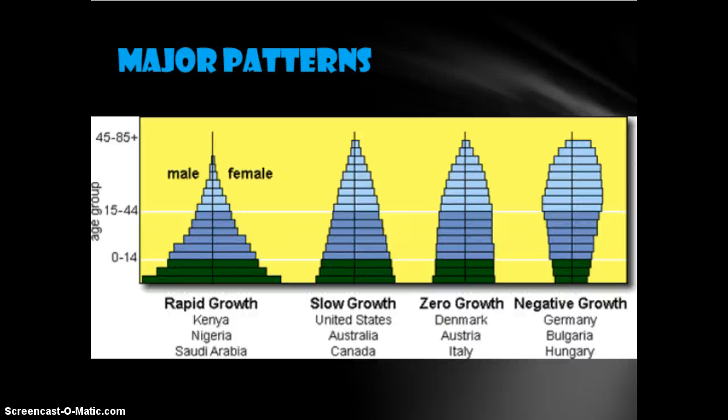All right, so just to remind you, rapid growth is going to look like this. Slow growth is still going to be heavier on the bottom, but it's going to go up more gradually than this one. And your zero growth looks very similar to a nose cone of a rocket. Negative growth, you see that opposite pattern where it's kind of top heavy instead.